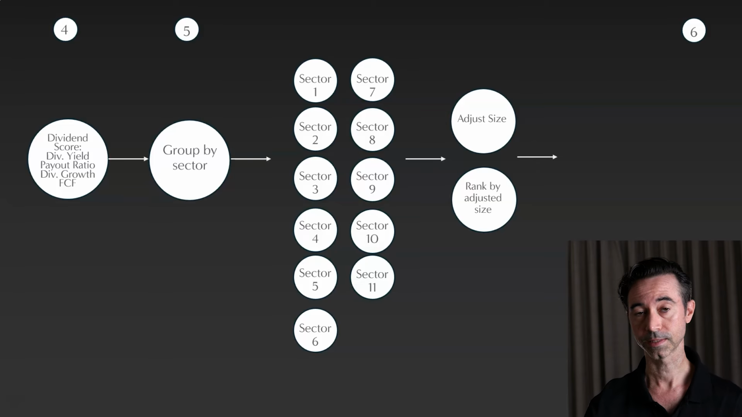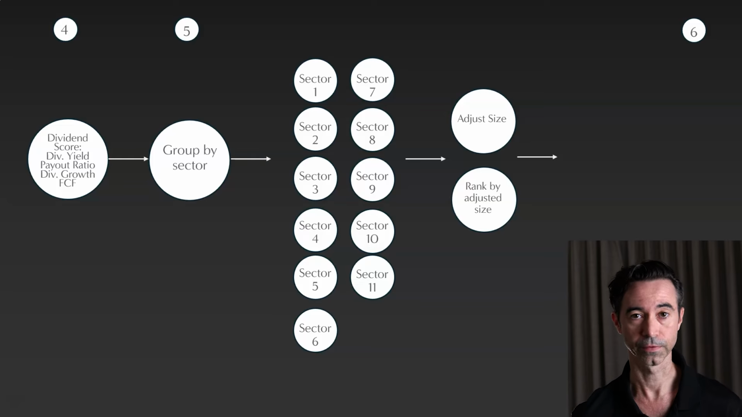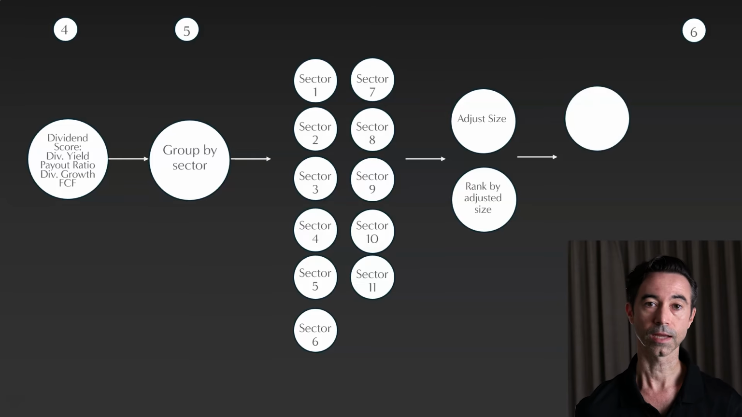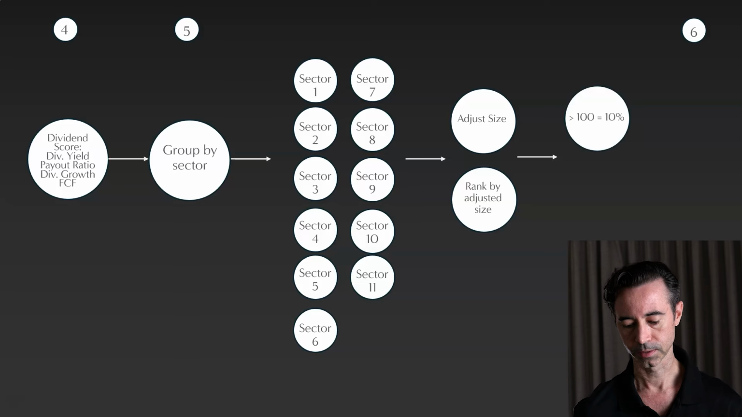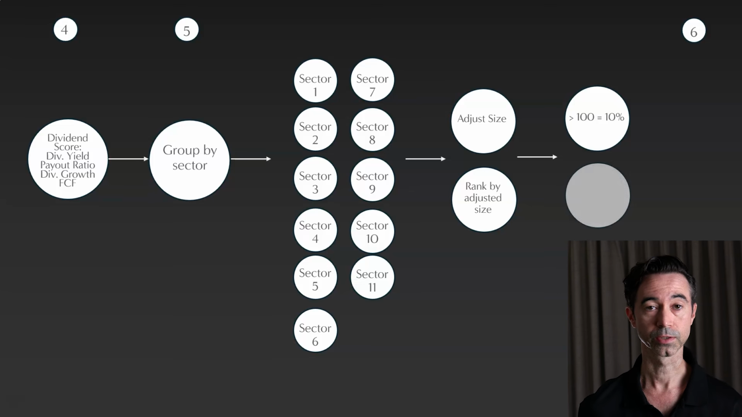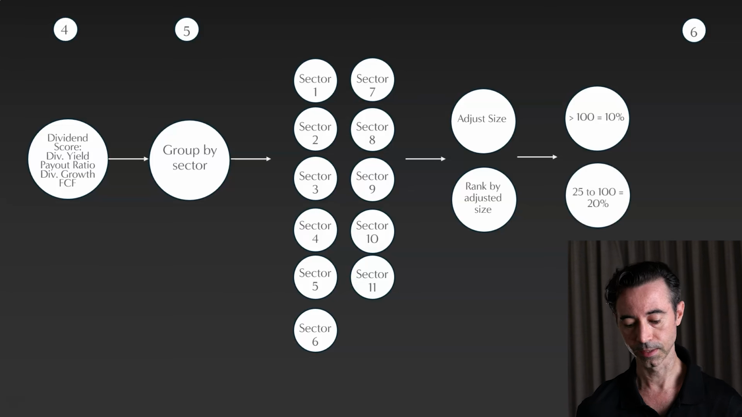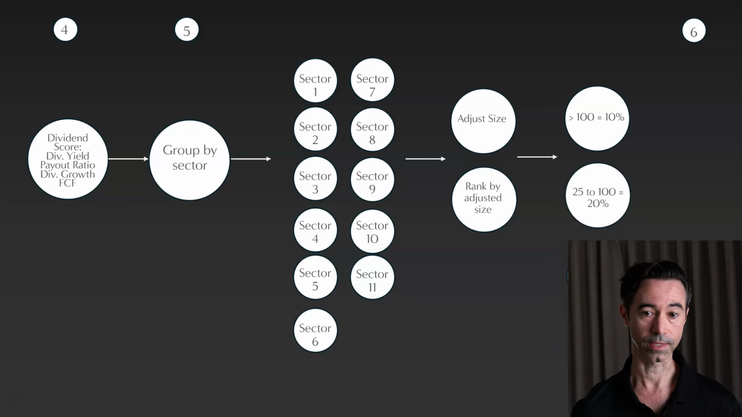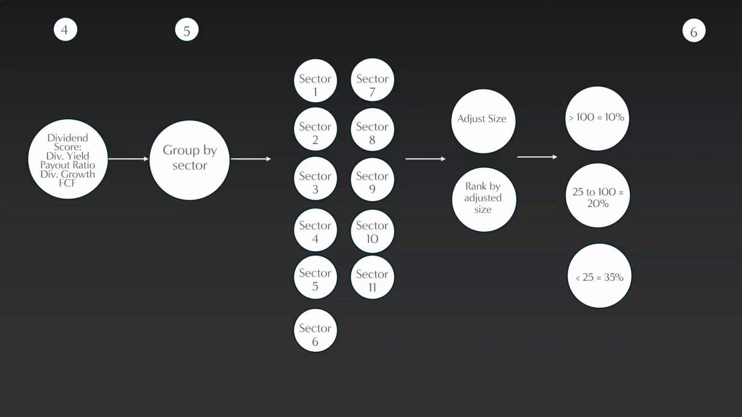And then after it ranks these stocks that are now adjusted for size, it looks at how many stocks are inside each sector. So if there's more than 100 stocks in the sector, you're going to take the top 10% of those stocks. If there's less than 100, so 25 to 100, it's going to take 20% of the stocks. And then if it's less than 25, it's going to take 35% of the stocks. Then finally, you're going to get this portfolio of FDVV, which is 100 to 150 different stocks.